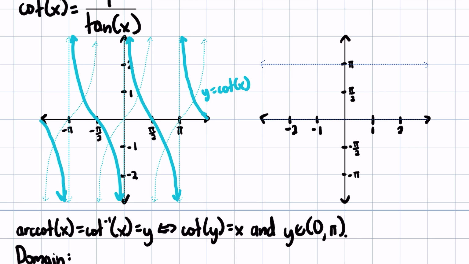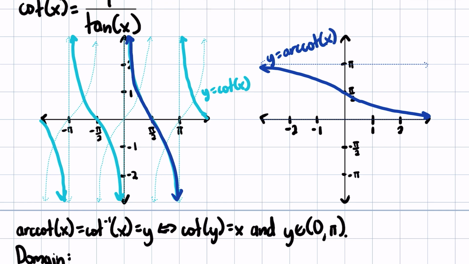And we use that to construct our graph of arccotangent. So the domain restriction that we're going to choose here is going to be from 0 to pi, because this line passes our horizontal line test. And so that is going to look like this. So this is going to be arccotangent of x.